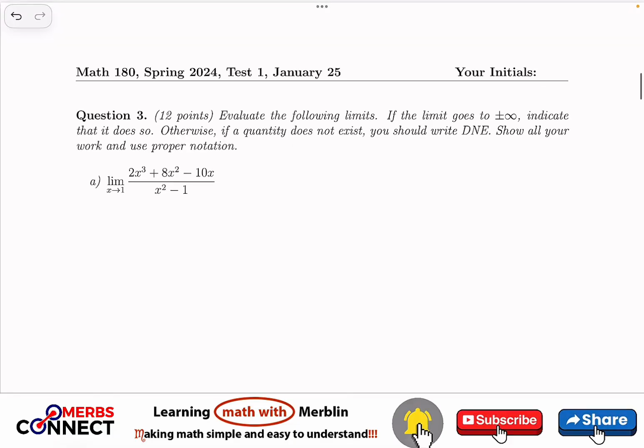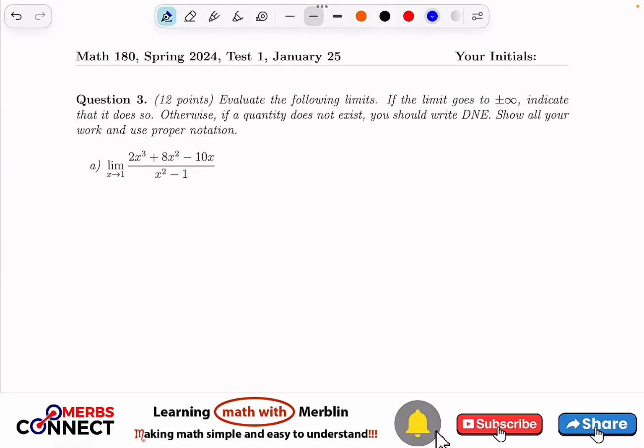Let's look at question 3. Now question 3, we want to find the limit as x is approaching 1. As I said, always do direct substitution first, but this one is a rational function, so we are concerned about the denominator. Now when I plug in 1, I'm going to have the denominator be 0. So the only thing that I can do here is try to simplify.